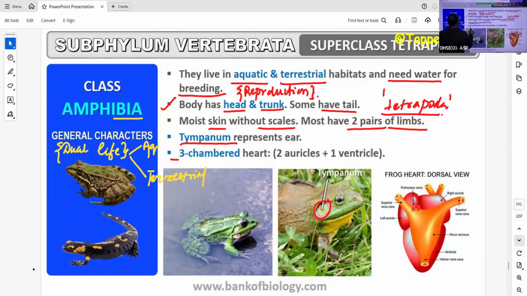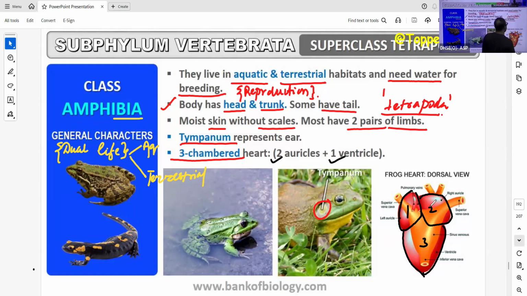Now that changes here from 2 to 3. So basically, amphibians will have a three-chambered heart in which you'll have two auricles and one ventricle. As you can see in this figure, okay? This is one chamber, this is another chamber, and this is the third chamber. So you'll have 1, 2, 3. Along with it, you'll have two other structures, that is conus arteriosus and sinus venosus.